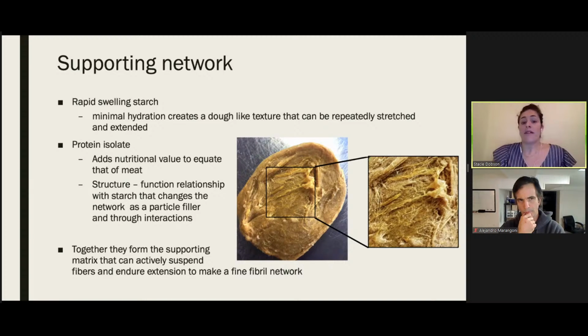And with the addition of the protein, it actually has a structure-function relationship and changes how that starch interacts. It disrupts the structure in a way and actually allows for different mechanical properties and almost enhances the extendability and malleability of it with the addition of that added nutritional value. So together they form this unique supporting matrix that we feel is a unique structuring agent in foods that hasn't really been looked into extensively.